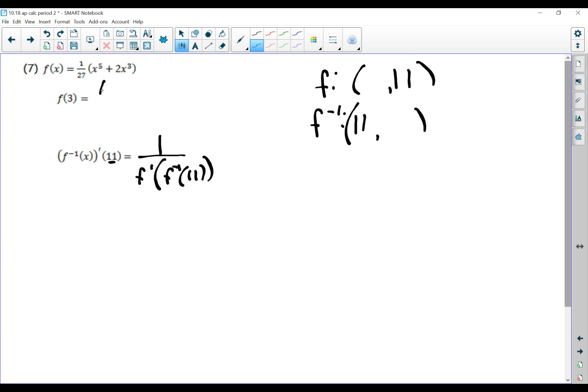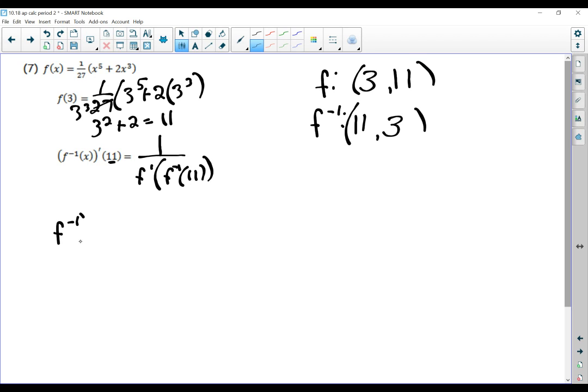Now I'm asking you to plug in 3 for a reason. So let's plug 3 into f and just see what happens. So 3 to the 5th plus 2 times 3 to the 3rd. This is just 3 to the 3rd. That gives me 3 squared plus 2. That's 11. So I have the point (3, 11) on my function, which means I have the point (11, 3) on the inverse. So if I want the f inverse slope at 11, I'm going to take 1 over the f function slope at 3 because they are the corresponding points.